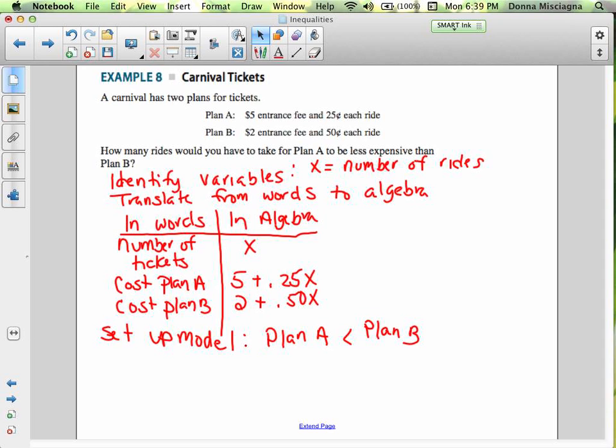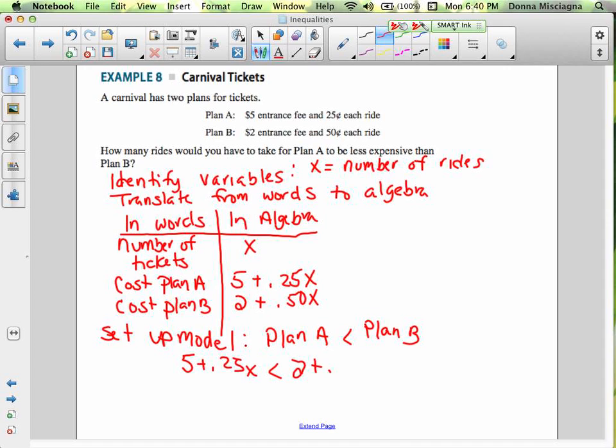All right, so set up our model. Now we just replace Plan A and Plan B with the expressions for Plan A and Plan B. So we have 5 plus 0.25x. We want to know when that plan is less than the other plan where we pay more for a ride, but we pay less up front. All right, so now we just want to solve our inequality. Rather than change the page, I'm just going to give myself a little bit more space by extending the page.